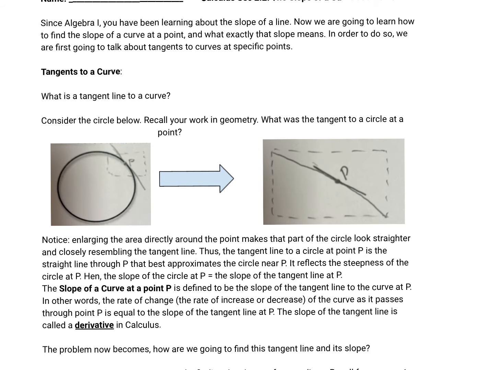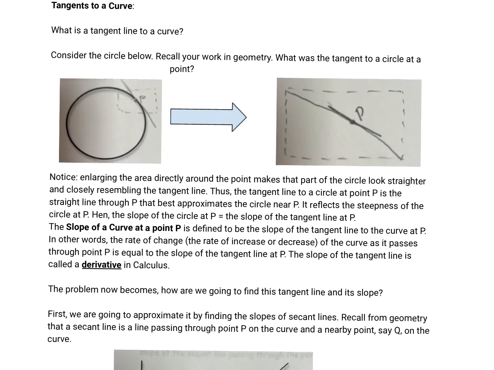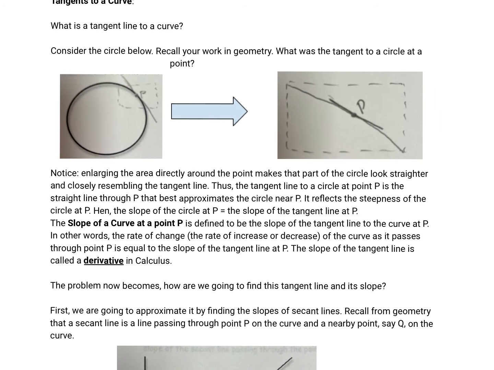But going back to the slope for a second, the slope of the tangent line of a curve is actually called a derivative in calculus. So you've probably heard that word before. It's a big part of calculus. And so again, if we can find that slope and we've got a point, then we can even find the equation of the tangent line there.